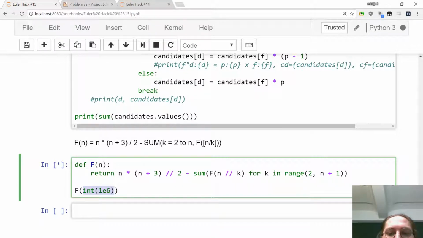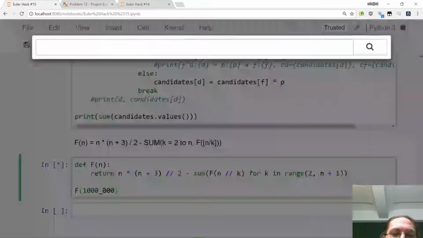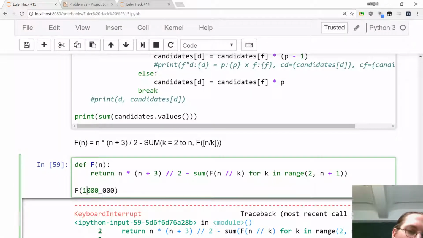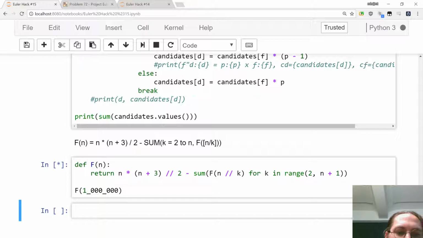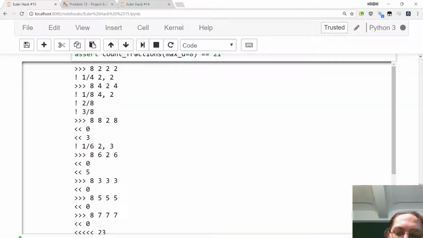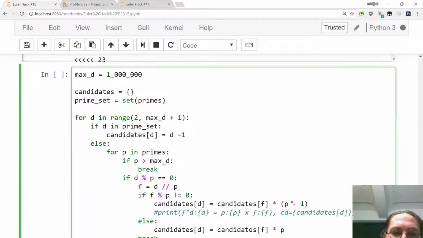1e6, 10e6 was 10 million. Yeah, that took a lot longer. Oh, it finished in my hand. Let's interrupt. Wonder if that even finishes. Yeah, you could do 1e6.